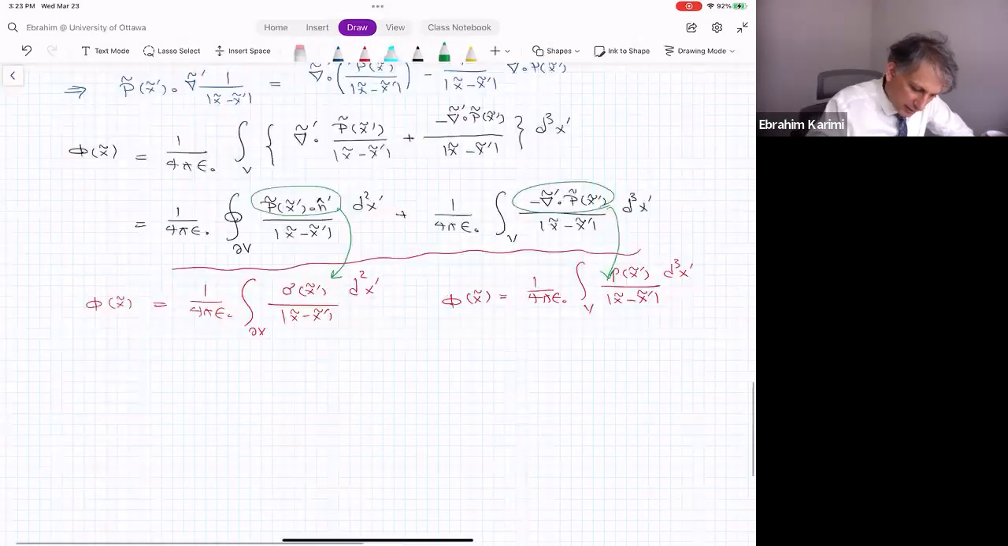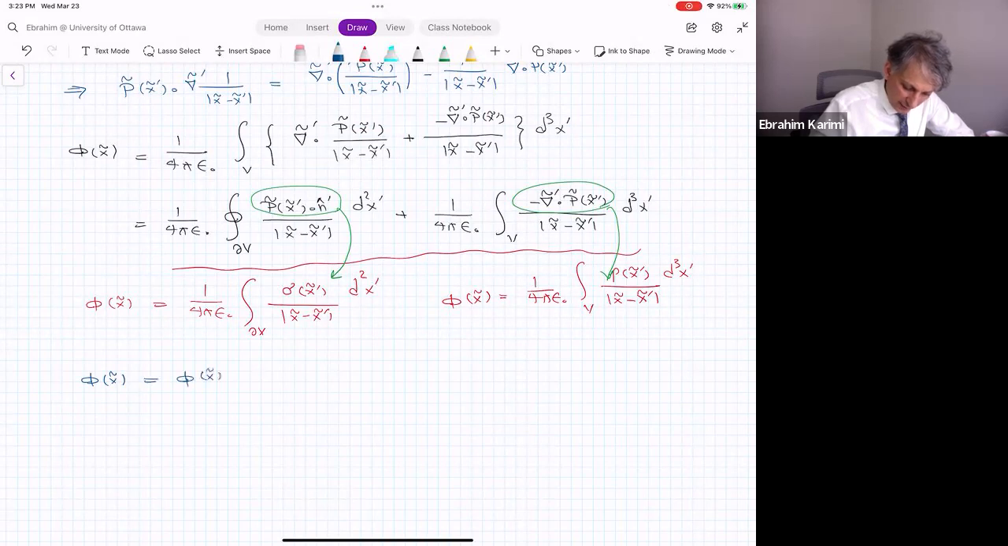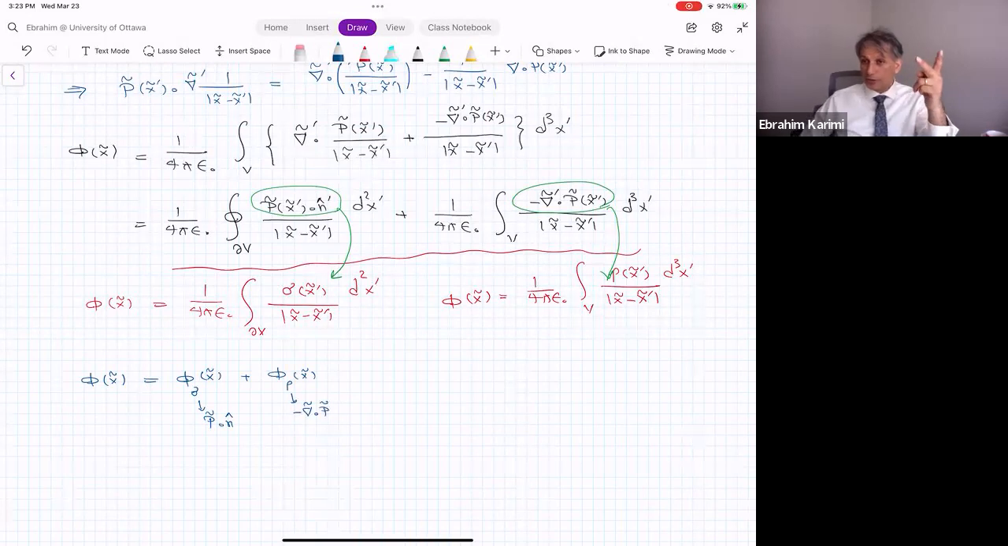So indeed, it seems that phi of x has two terms. One of them is phi of x due to the sigma, or due to the P dot n, and the other one is due to the rho, which is minus, pay attention, divergence of P. So you have two contributions now. One due to the volume charge distribution, and the other one due to the surface charge distribution.